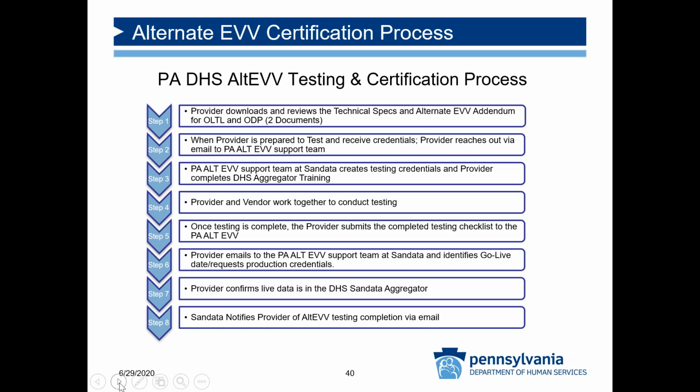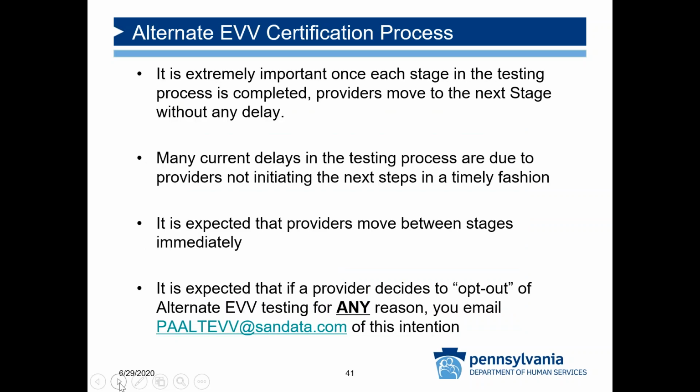Again, it is really important that providers understand that you need to get through all 8 steps to actually be certified. So it is extremely important once each stage in the testing process is completed, providers move to the next stage without any delay. Many current delays in the testing process are due to providers not initiating the next steps in a timely fashion, and it is expected that providers move between stages immediately. If a provider decides to opt out of alternate EVV testing for any reason, you should email pa.altevv@sandata.com of this intention. We want to make sure that we understand that you are not continuing the Alt EVV process so that we don't continue to reach out and send you emails related to it.